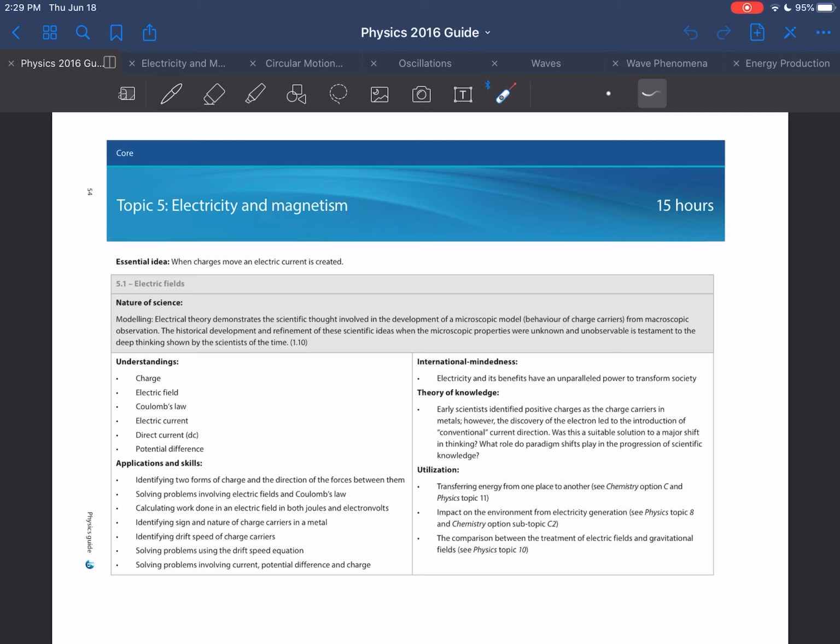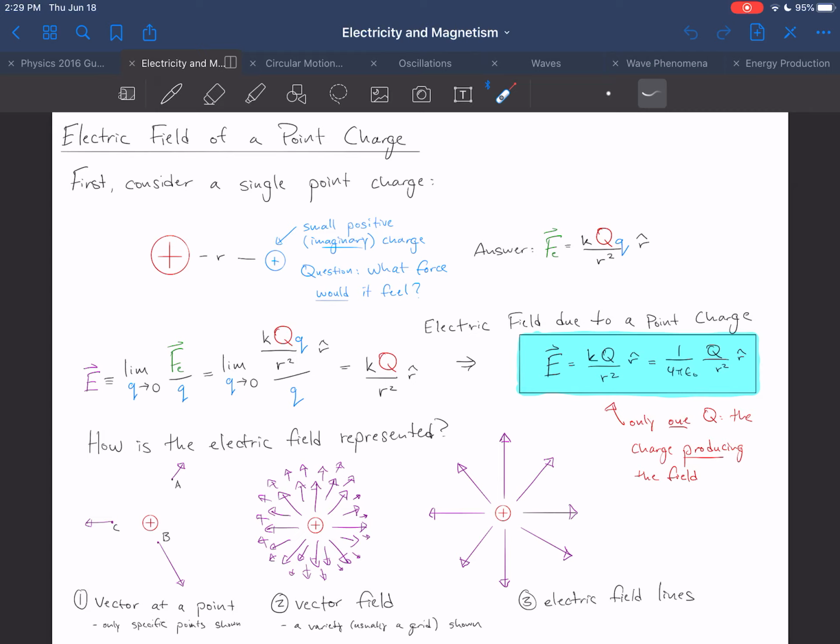Hello everyone. In this video we will continue to examine topic 5.1, electric fields, and in particular we will examine different representations of the electric field for different charge distributions. So, at this point we have a formula for the electric field, and it is quite common for students to think of this as the formula for the electric field, but be careful of that.